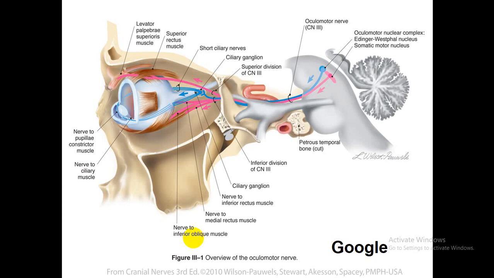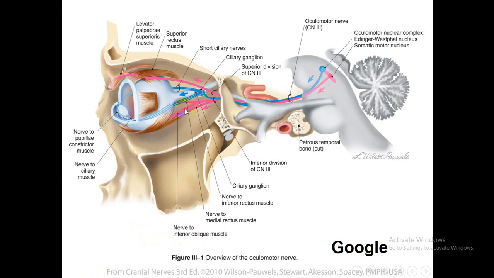Number 2, general somatic afferent, receives proprioception from the same muscles we mentioned. And lastly, special visceral efferent. The oculomotor nerve is parasympathetic, so it gives parasympathetic supply to the muscles of the iris and the ciliary body, the ciliary muscle. Okay, these are the components.